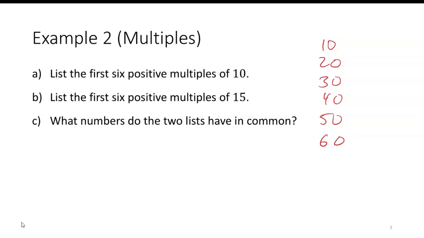The first 6 multiples of 15, well, 15 times 2 is 30. Add another 15, get 45. Another 15, get 60, 75, 90.